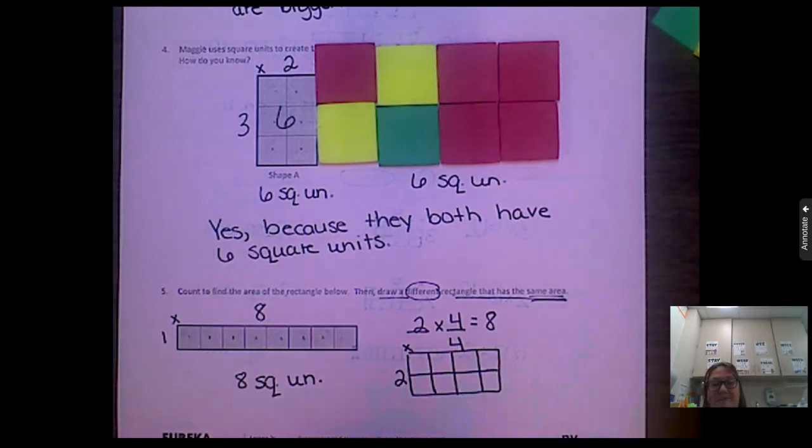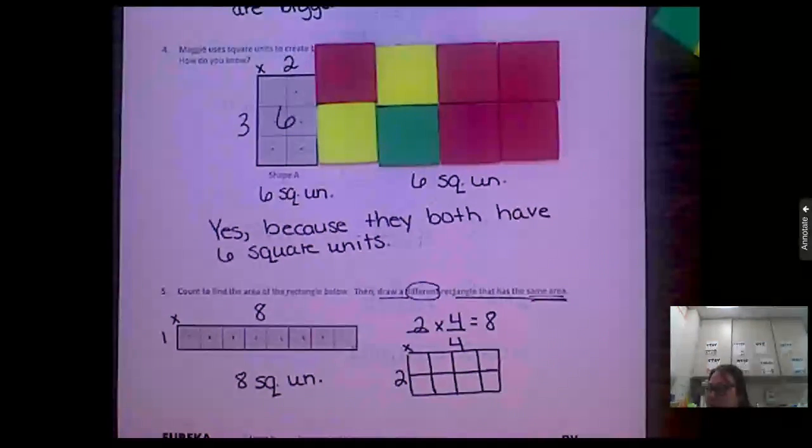We did it. Super job, boys and girls. I hope you had as much fun as I did today. I think area is a lot of fun, especially when we're working with our manipulatives. And it just gives us something kind of a hands-on activity to use.